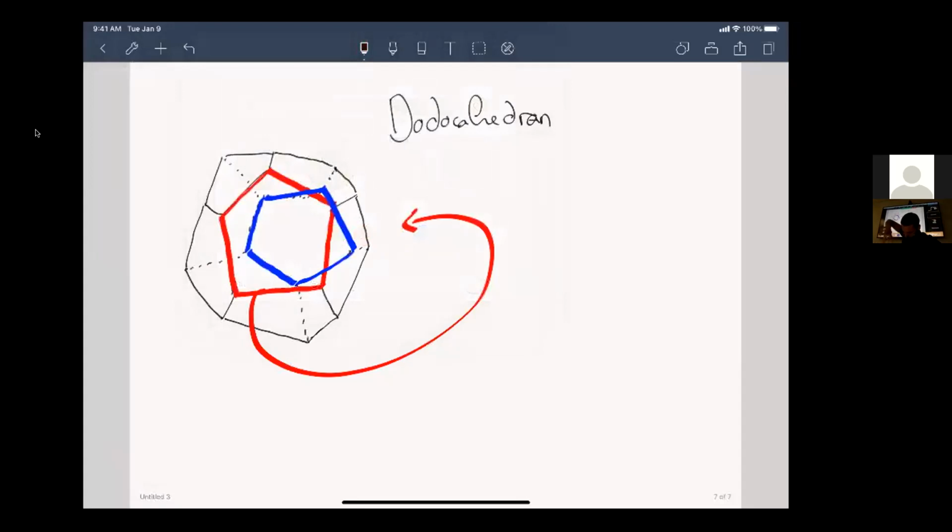And what is the twisting? It looks like a clockwise twist, something like turning it upside down. So I'm going to draw it like this.